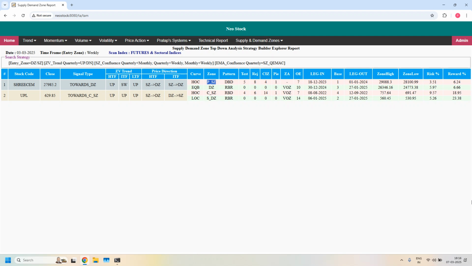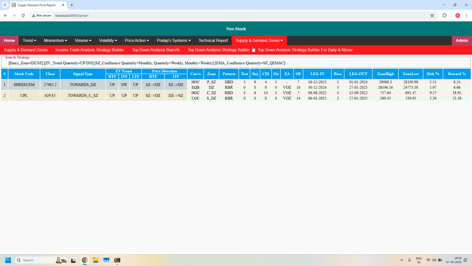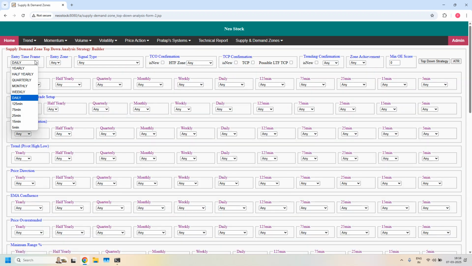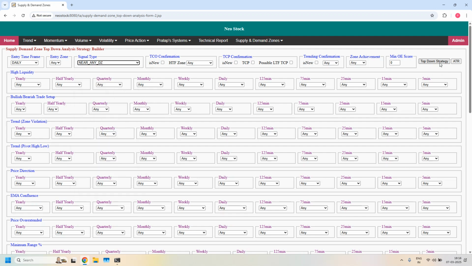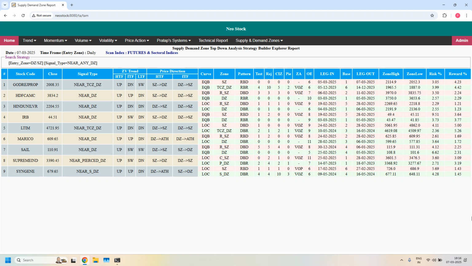Okay, this is about the weekly time frame. The next time frame is daily. Entry time frame daily, let us find the stocks near daily demand zone. We got 9 stocks. Out of these 9, let us identify high liquidity daily demand zones from this list. These are the high priority, high liquidity daily demand zones that you will be using for the HLQ zone strategy that you learned in lesson 21.3, which is part 3 of lesson 21.